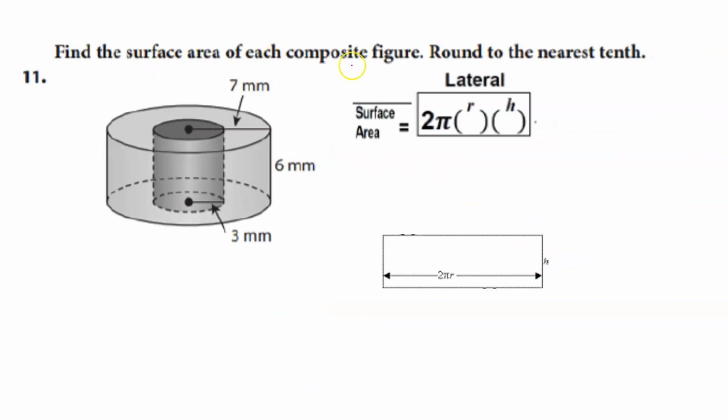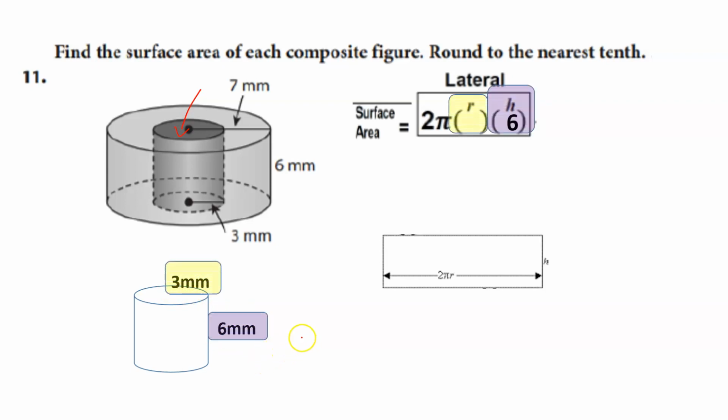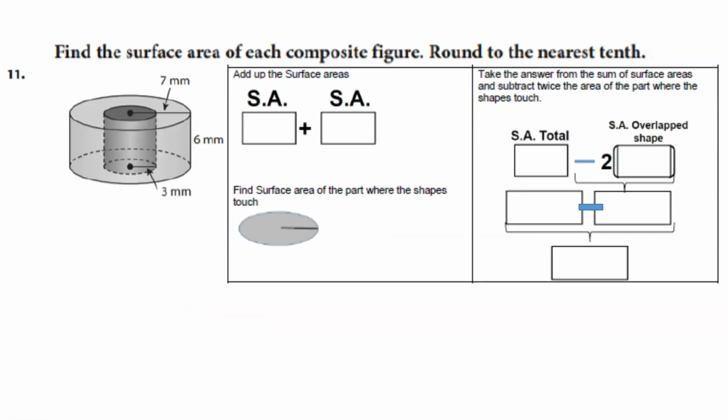Now, since, as you can see here, they're going to be cutting out this inner cylinder, thus leaving an inner lateral face, if you will, let's go ahead and find the lateral area here. So again, for our smaller cylinder, that would be a 3 millimeter radius and a 6 millimeter height. So let's go ahead and plug stuff in and work stuff out. 2 times 3 times 6 is 36 pi.